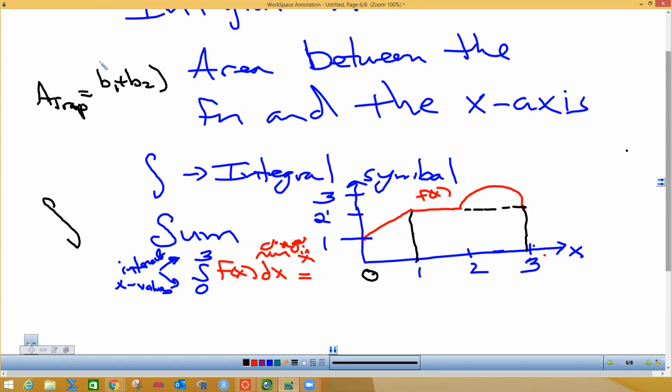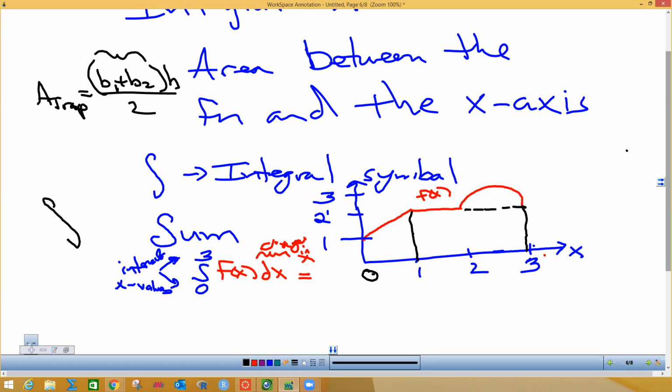Base 1 plus base 2 times the height, all divided by 2. That's the area of a trapezoid. So you need to know all of those area formulas. Now, how do I know? Does anybody remember how I know what base 1 and base 2 are when I look at a trapezoid?